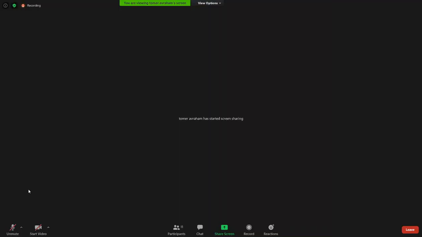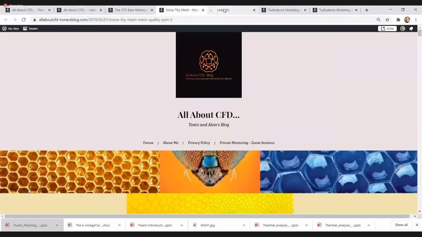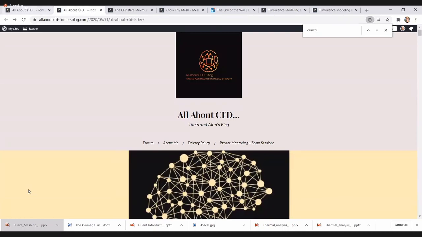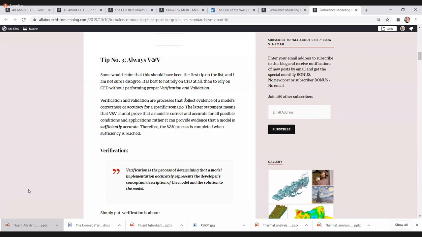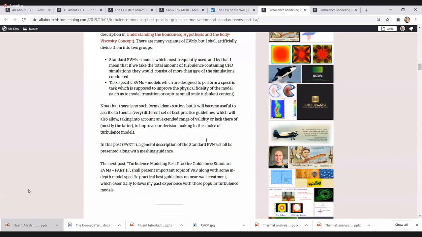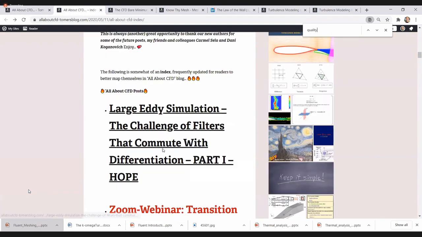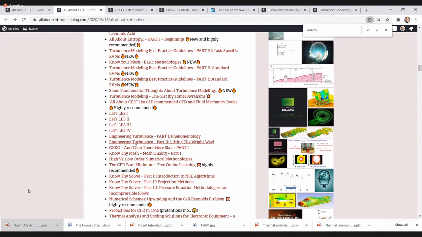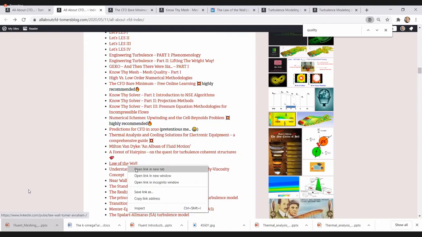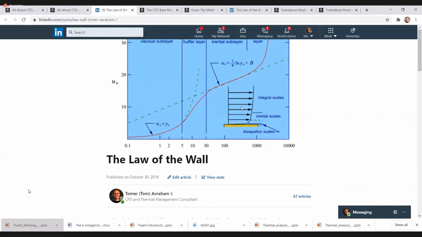I have to go for this to here. I'm trying to find it. Okay, I did it before, but now I think I still need to do it again. Where is the law of the wall? Here it is. Open a new tab. Okay, here is the law of the wall.